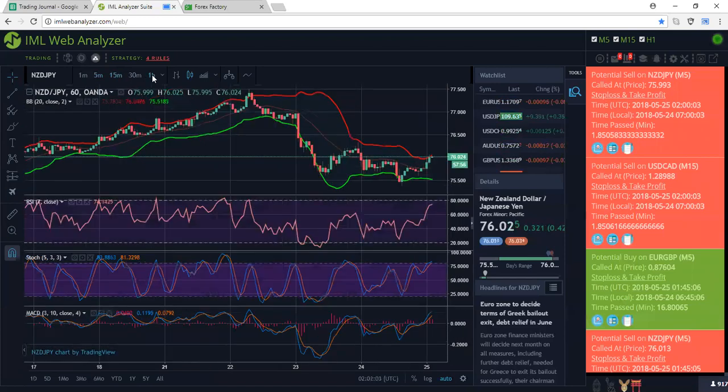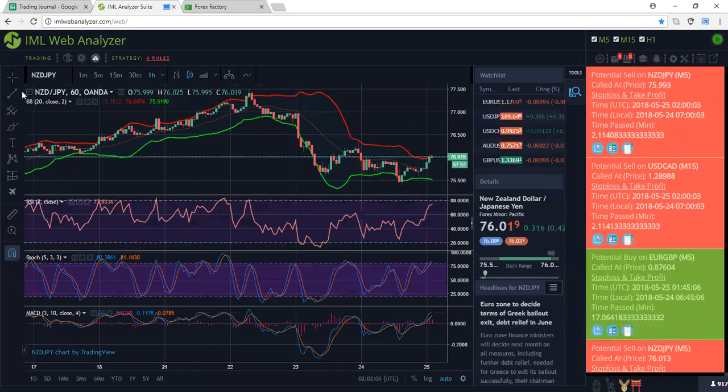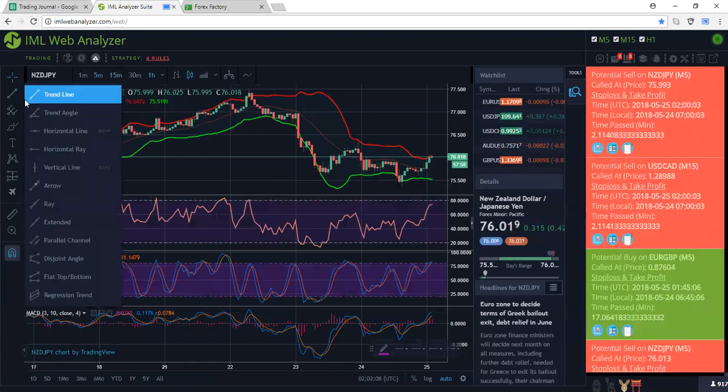Then we go to the 1 hour. So what I'm gonna do on the 1 hour is I am going to draw support and resistance really quick.